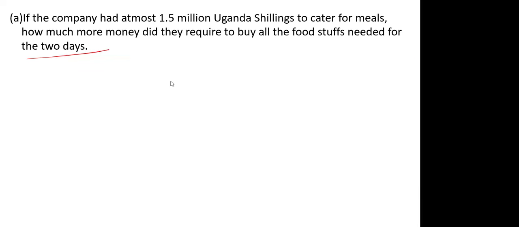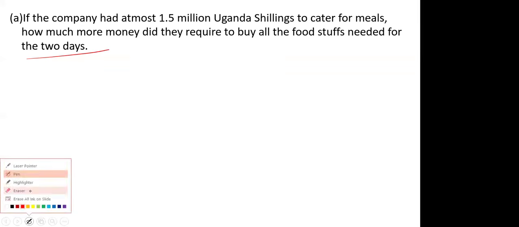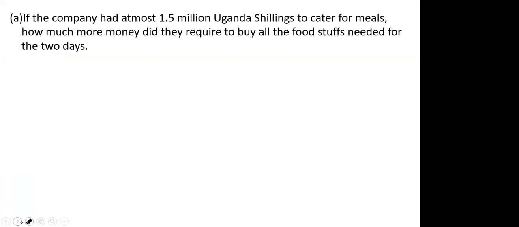So can we first try this one? If the company had at most 1.5 million. Remember we said multiply daily by 2 days. Very good. The first thing we are going to establish is how much money the company spends in those 2 days. Remember, you say money spent in the 2 days, because the money we are having is for 1 day. Are you getting it?